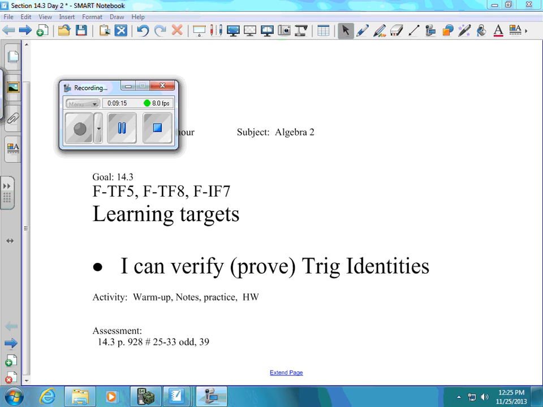Well, that's it. I think we've accomplished our goal. We verified trig identities of all sorts and sizes or types. We'll have more to do in class tomorrow. Bring your notes with you so I can remember them. We'll see you then.